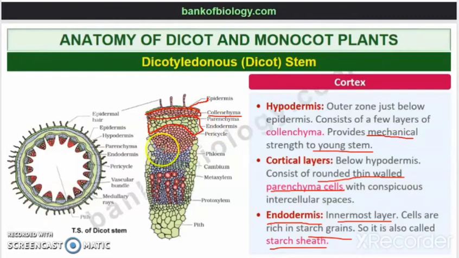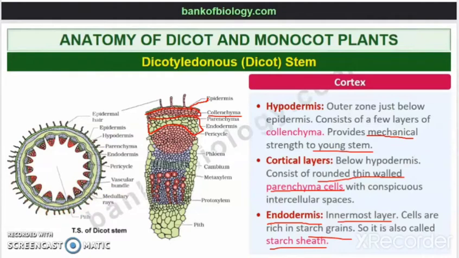Okay, and now coming to the next layer, which is called as the endodermis. So in this structure, the outermost layer is the endodermis, right? Now what is the function of endodermis? It is the innermost layer. The cells are rich in starch grains, and so it is called a starch sheath. Okay, clear with it? So if you see this diagram, you can see the epidermal hair or the trichomes, and then comes the epidermis, and then below the epidermis is the hypodermis, and then comes the cortical layer, and then comes the endodermis, right? So this is the endodermis portion.